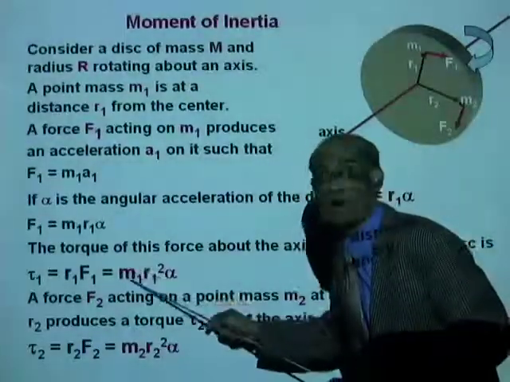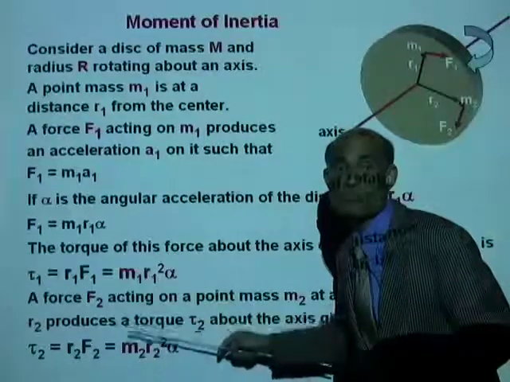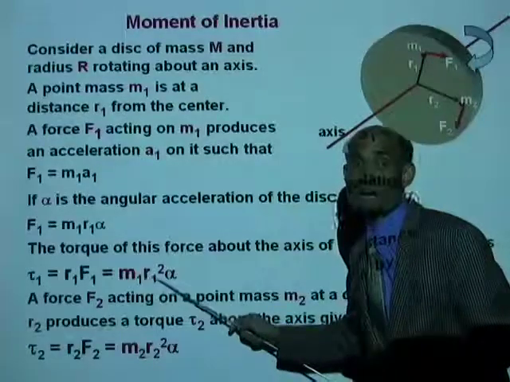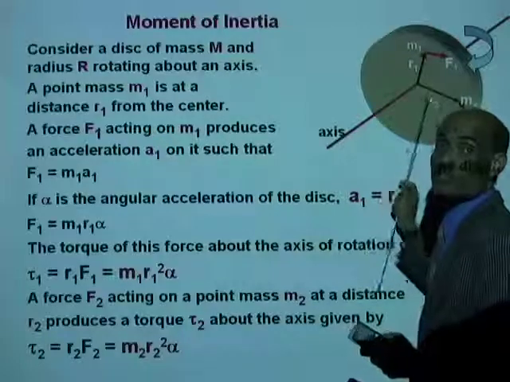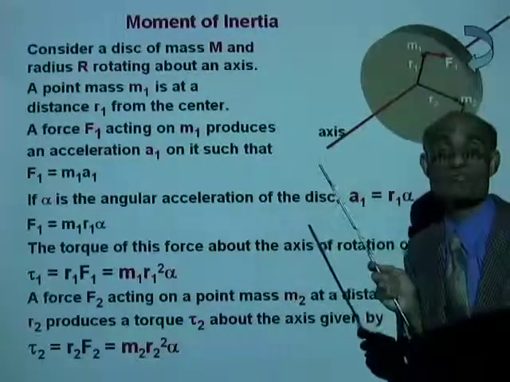So the mass of the particle may change. The mass of the first particle is m1, the mass of the second particle is m2. The first particle is at a distance r1 from the axis of rotation. The second particle is at a distance r2 from the axis of rotation.